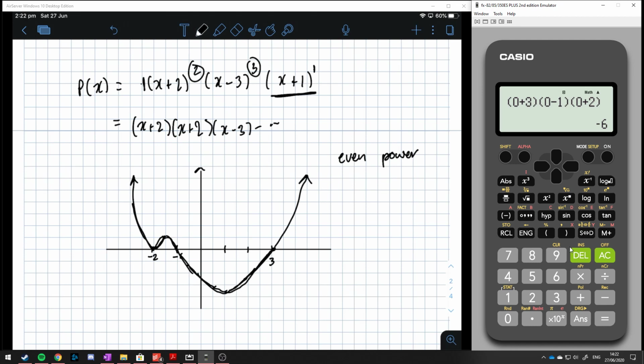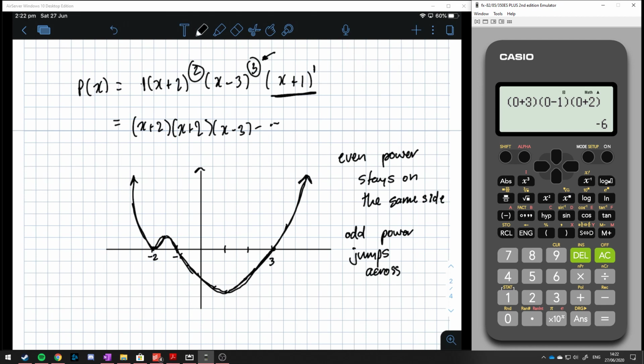Now, because we've got the 3, it's an odd power, okay? So it's an odd power. Because it's an odd power, it means it's going to jump over the other side and it's going to keep going up like this, okay? So if it's an even power, or an even zero, it stays on the same side, and an odd power jumps across. So like it did there and there.